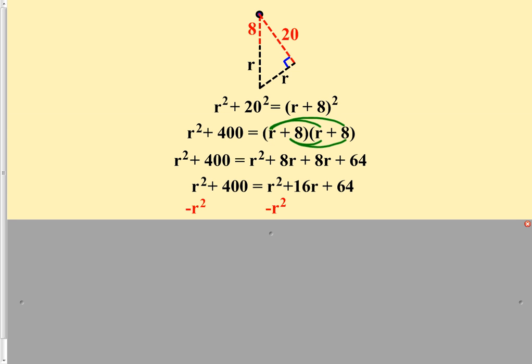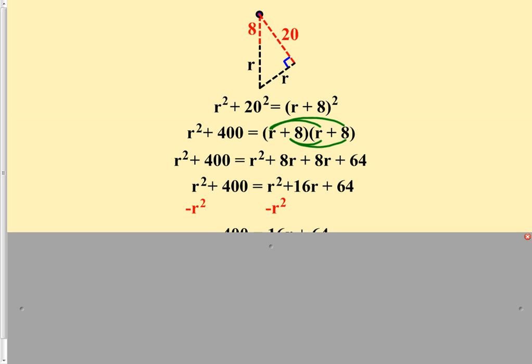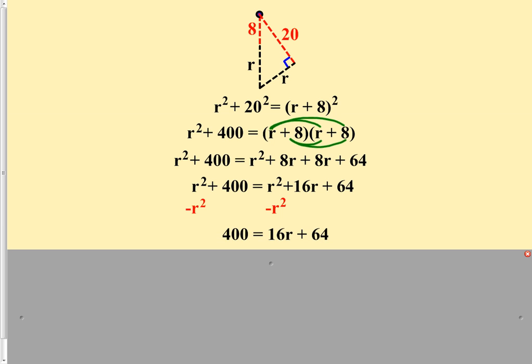Okay, but whatever we do to one side of the problem, we have to do to the other side. But look what happens. There was one r squared on the left, there was one r squared on the right, so by subtracting r squared from both sides, now look at the problem. 400 equals 16r plus 64. That's much more manageable, and we can probably get it from here.